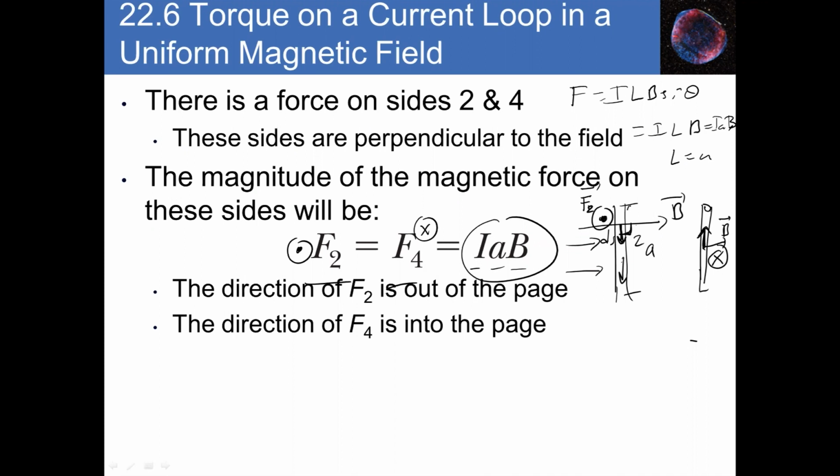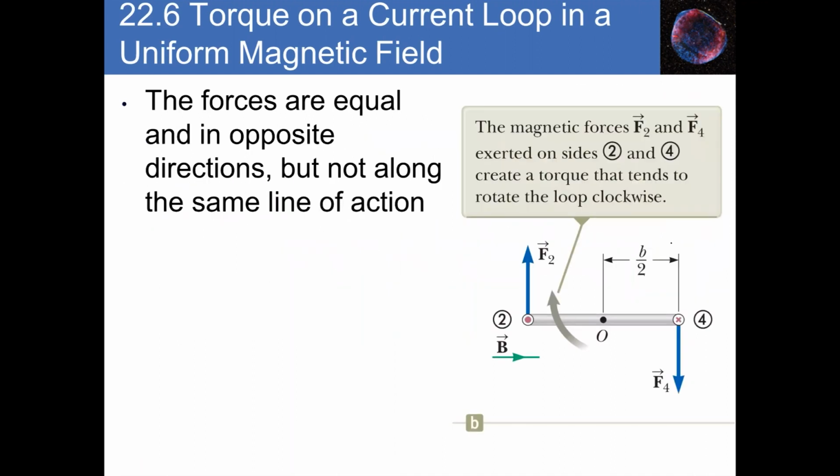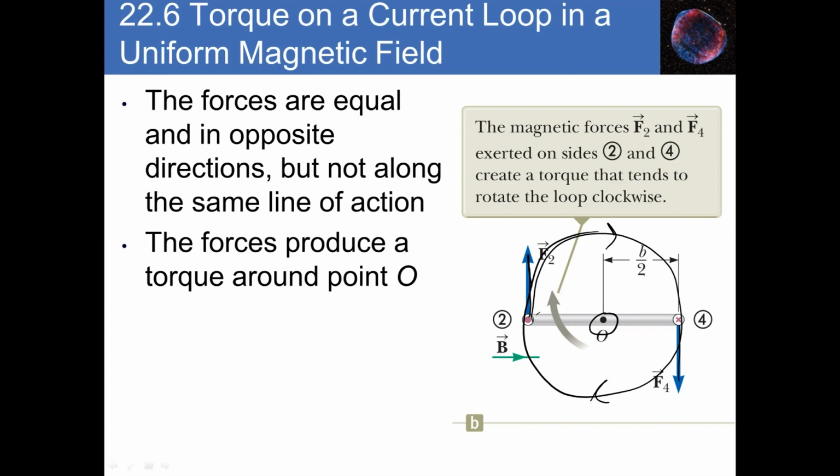Now, because those are connected to each other, maybe we can have this fixed at the center at some point, and then we can have a rotation. With respect to this pivot point, segment 2 has an upward force and segment 4 has a downward force, and that's going to make it rotate clockwise. The forces are equal and opposite in direction, but not along the same line of action. So there's a torque with respect to that point O.